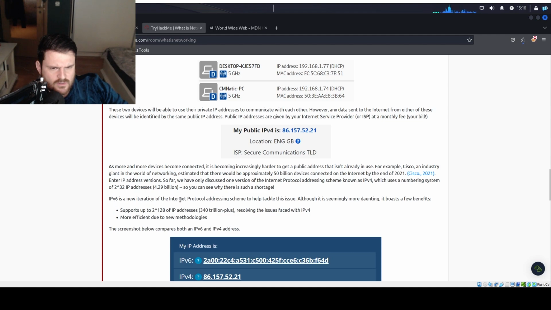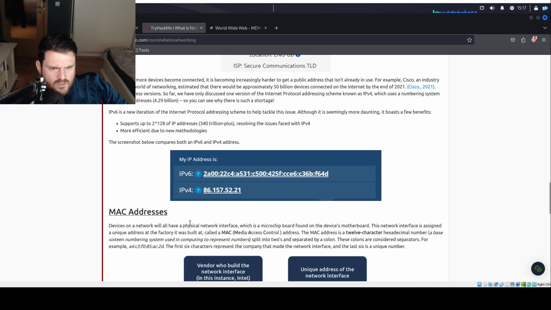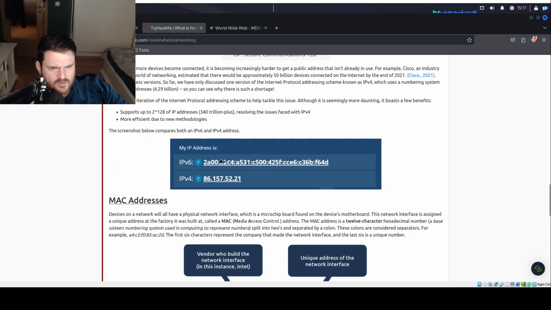IPv6 is a new iteration of the Internet Protocol addressing schemes to help tackle the issue. Although it is seemingly more daunting, it boasts a few benefits. It supports up to 2 to the power of 128 IP addresses, 340 trillion plus, resolving the issue faced with IPv4. It is also more efficient due to new methodologies. Here we have the comparison of the two.